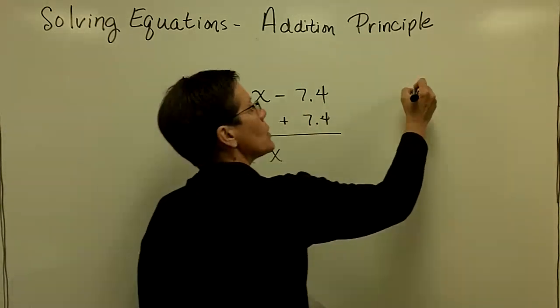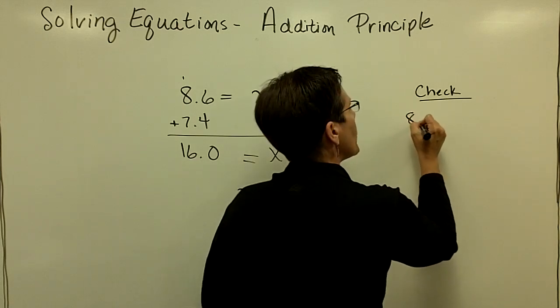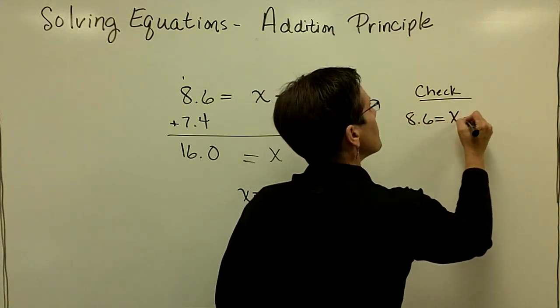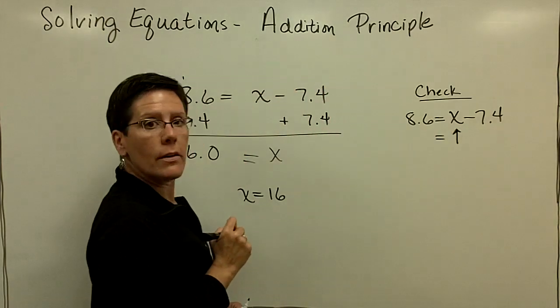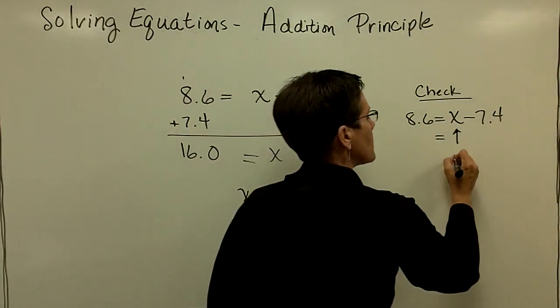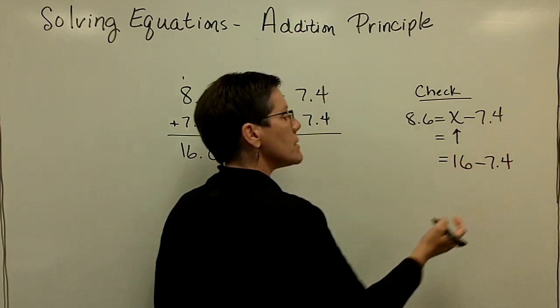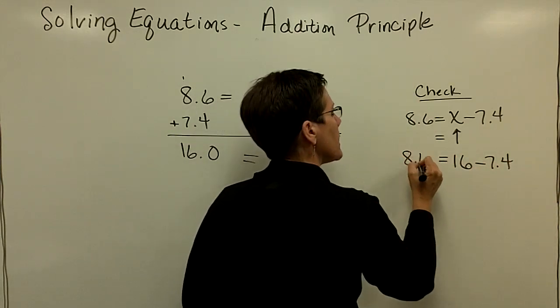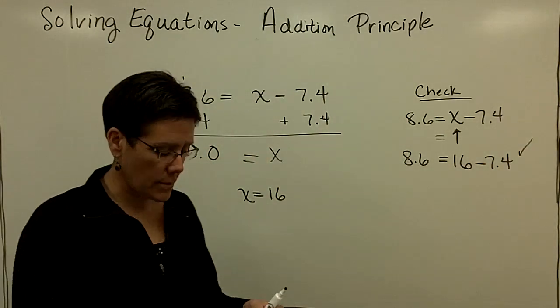Again, my check would be to take the original equation, which was 8.6 equals x minus 7.4, and just substitute right there in for x a value of 16. And just check and see if 16 minus 7.4 is indeed 8.6. It is, and we can say that we're correct with that solution.